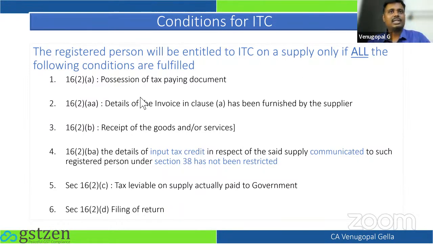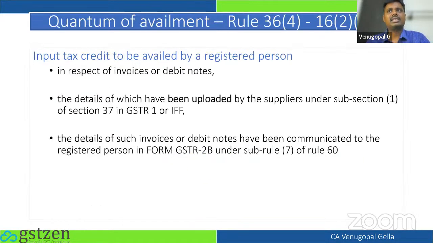Now, let's look at these conditions one by one. Of course, I'll leave out the old ones, like the tax paying document and other things. Looking at the first one, which is that the details should have been furnished by the supplier. This is rule 36 sub rule 4, where the input tax credit has to be availed by the registered person. It could be in respect of invoices or debit notes, provided the details have been uploaded by the supplier in GSTR1, or if it is a quarterly filer, the invoice furnishing facility. It is mandatory that these details have been furnished.